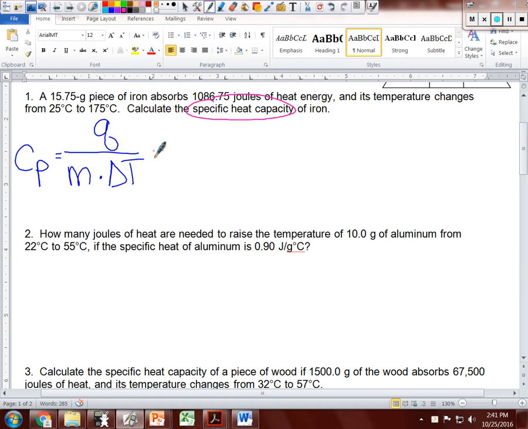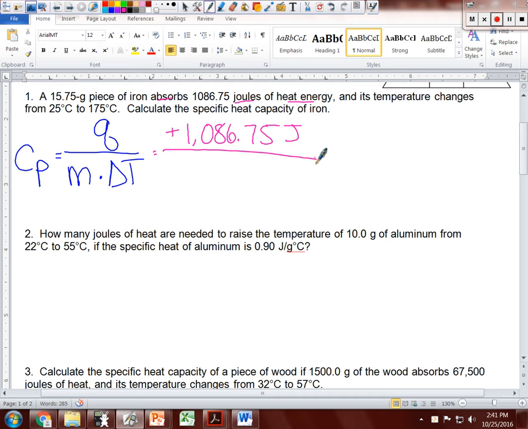Alright, number 2. Now we need to fill stuff in. Based on the numbers in the problem, what number is Q? 1086.75. There's 3 ways you could know this. What are the 3 ways? Okay, first of all it says joules. What else? Heat energy and absorbs. Very good. Now because it says absorbs, is that positive or negative? Very good, it's positive. Okay, so positive joules.